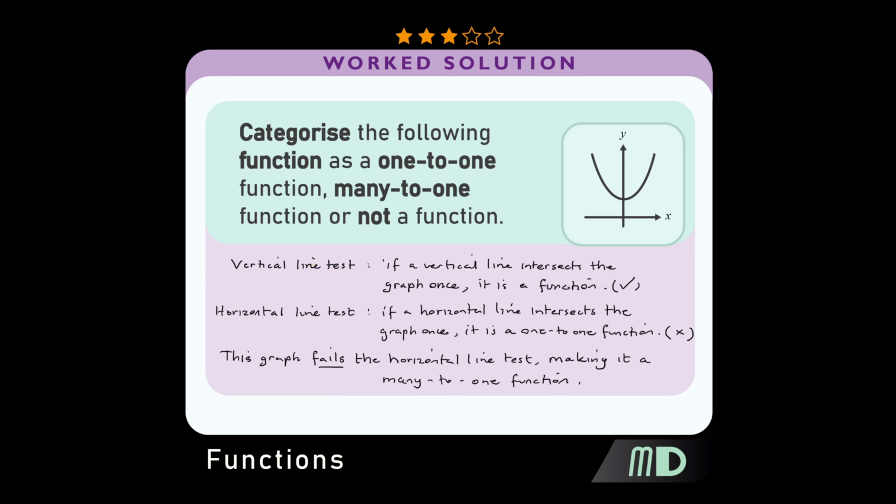If a function passes the vertical line test, we can confirm that it is a function. In other words, the vertical line should only intersect the graph once. Then, by performing the horizontal line test, we can determine the type of function. If it passes the horizontal line test and intersects the graph once, it is a one-to-one function. If it fails, it is a many-to-one function.